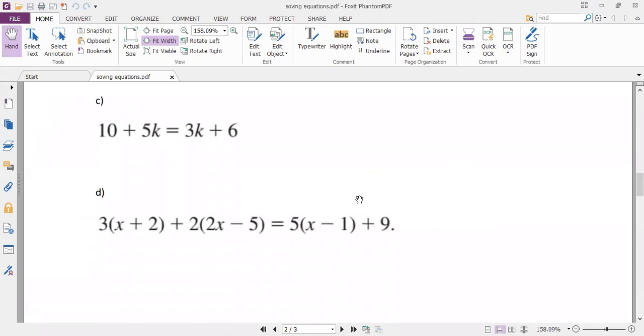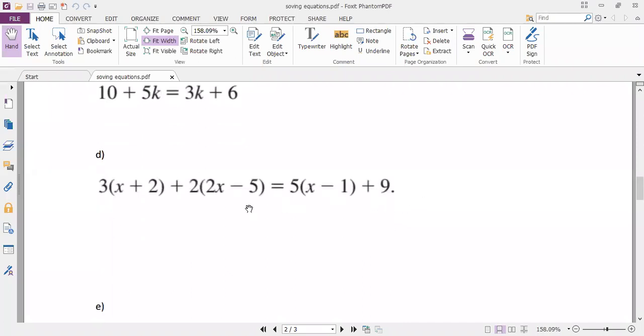Sometimes we need to expand. So if we look at this example, let's analyze it. I have 3 multiplied by x plus 2, and then I have 2 multiplied by 2x minus 5, all of them on the left side. And I have 5 multiplied by x minus 1, then we have 9.